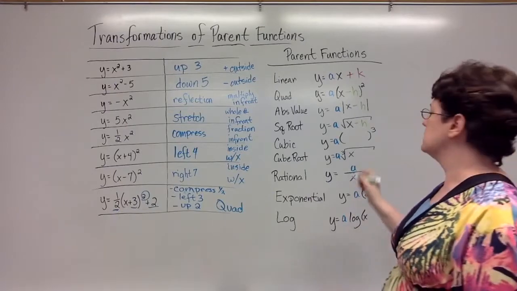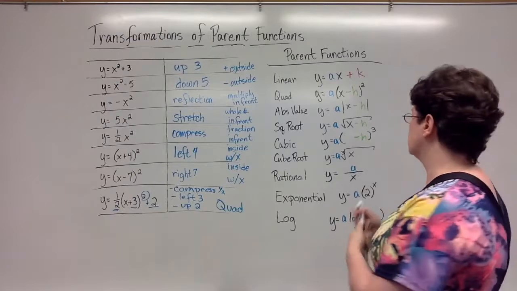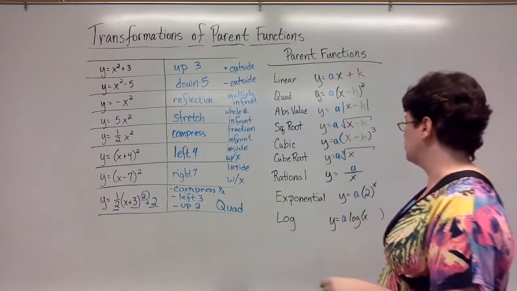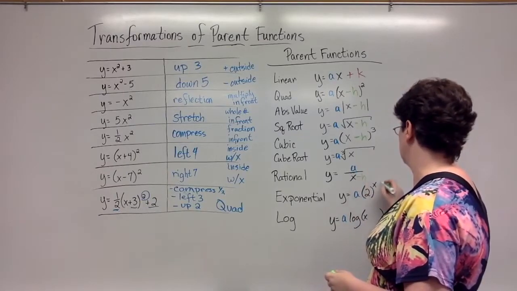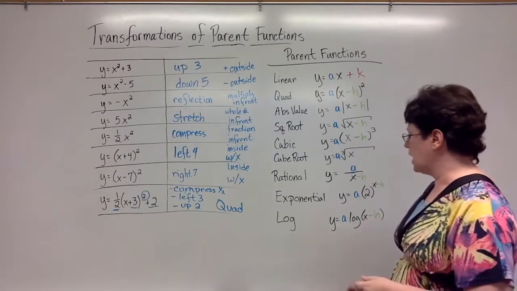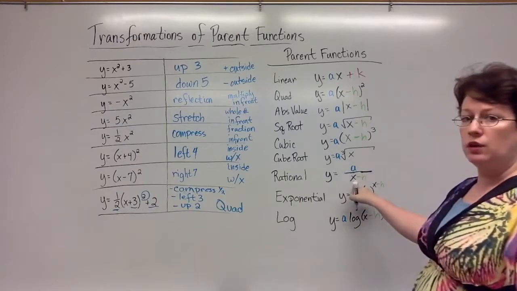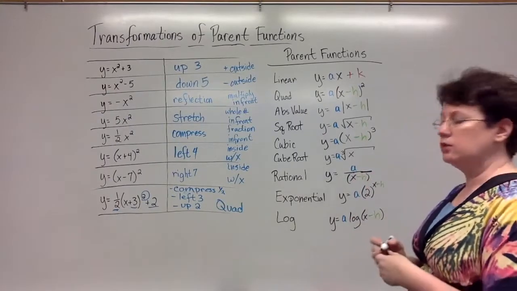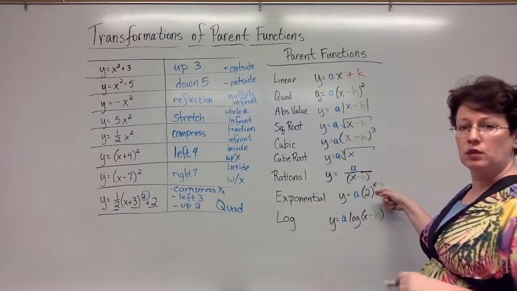And the reason we list it as a negative is because he's the spy. And he's lying to us. So we list him as a negative so we know we're going to do the opposite of whatever he said to do. Okay? So notice with the rational, that left and right is actually in the denominator with the x minus h. Okay? And with the exponential, it's in the exponent with the x.